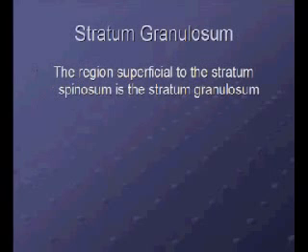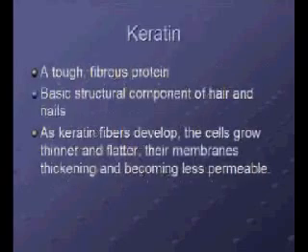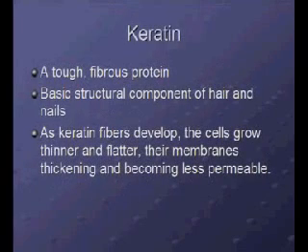The stratum granulosum, this is a region that's superficial to the stratum spinosum. The stratum granulosum consists of 3 to 5 layers of keratinocytes displaced from the stratum spinosum. By the time cells reach this layer, most have stopped dividing. They begin making large amounts of proteins, keratin and keratohyalin. Now, keratin is a tough, fibrous protein. It's the basic structural component of hair and nails.